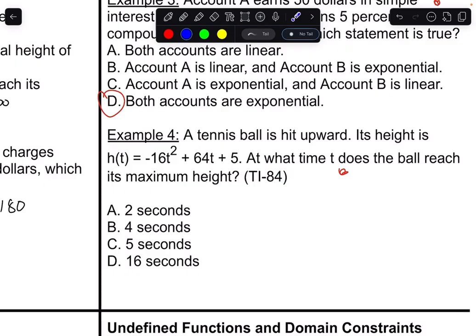So they want you to find the maximum height using your calculator. If you don't want to, you can also use the equation for vertex, so negative b over 2a. That will be the x value. And then whatever that number is, we substitute into here. If you're curious about this, please reach out to me. I want to show you how it works on the TI-84 though.